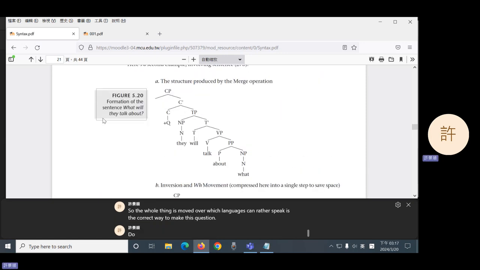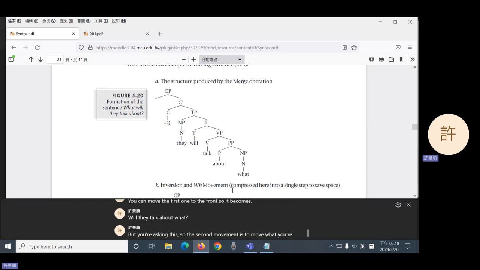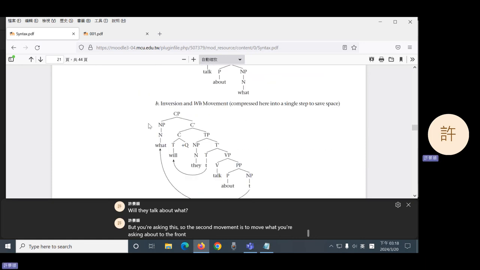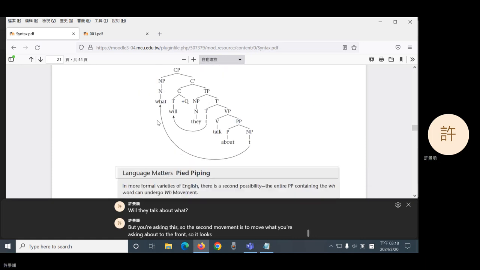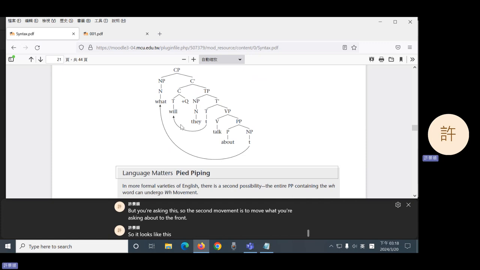Do we have another example? Yes. They will talk about what? So the first thing to do, will talk, two words. You can move the first one to the front. So it becomes, will they talk about what? But you're asking this. So the second movement is to move what you're asking about to the front. So it looks like this. What will they talk about?